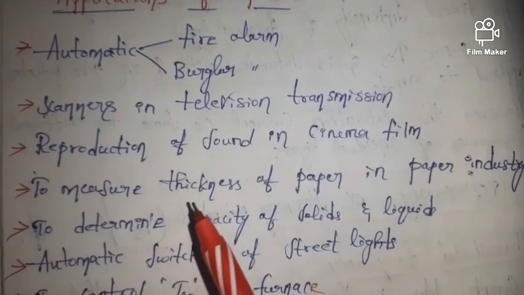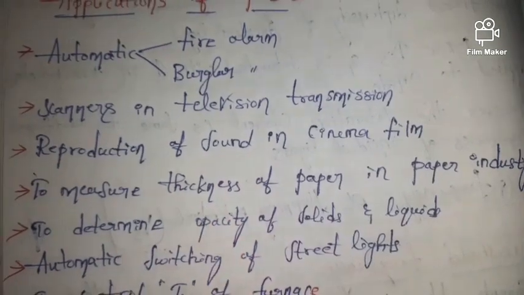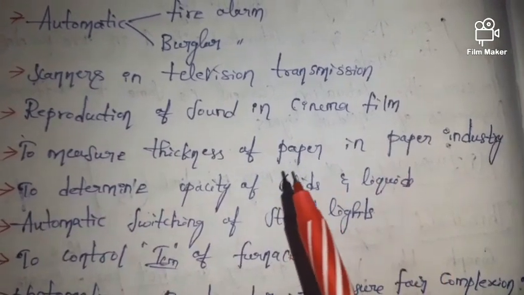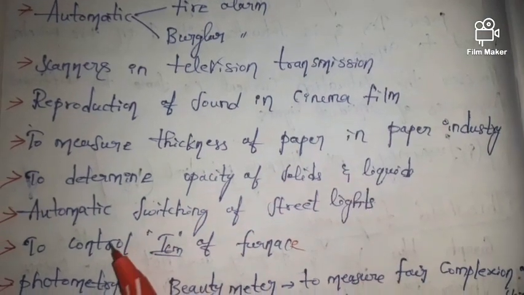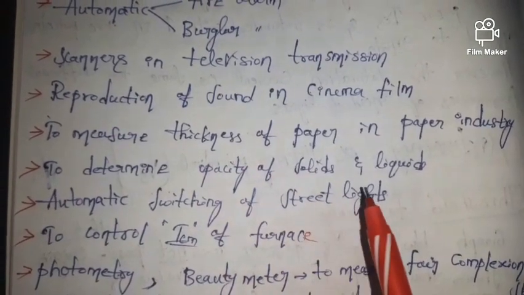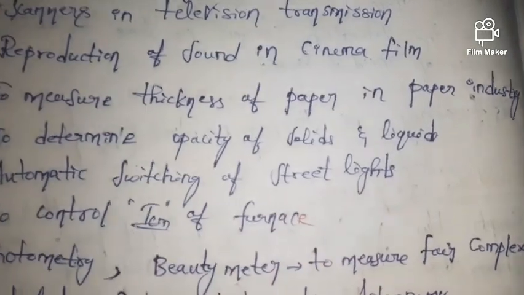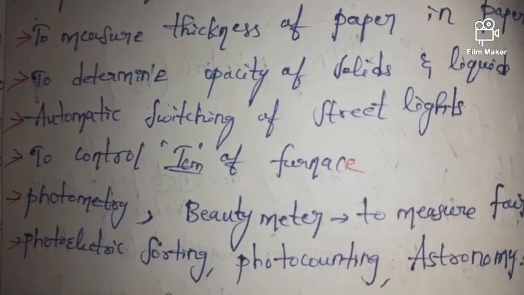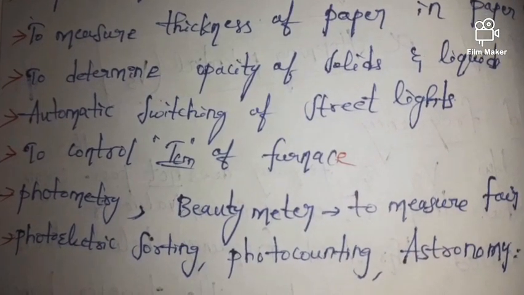Next, reproduction of sound in cinema film: in theaters, the photoelectric effect is used to reproduce the sound. In the paper industry, it is used to measure the thickness of paper. It is used to determine the opacity of solids and liquids. Next, automatic switching of street lights: street lights automatically get switched on and off due to the photoelectric effect.